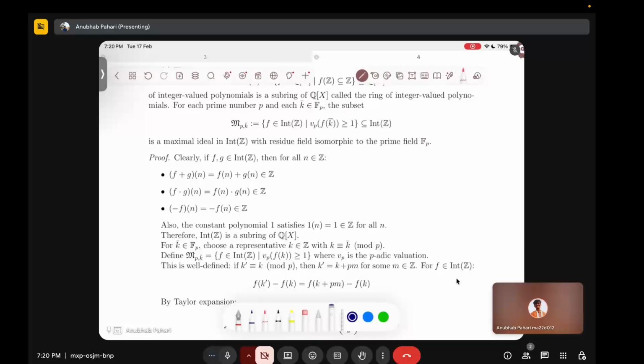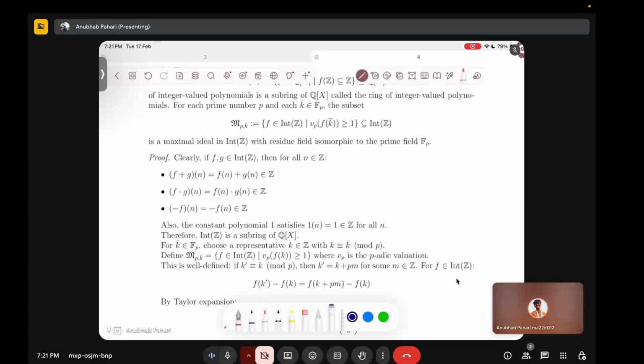So all of these are contained in Z, so it is clear that Int(Z) is a subring of Q[x], and also it contains 1. Now for k bar in F_p, choose a representative k of Z. That means you can take an element from its residue class.